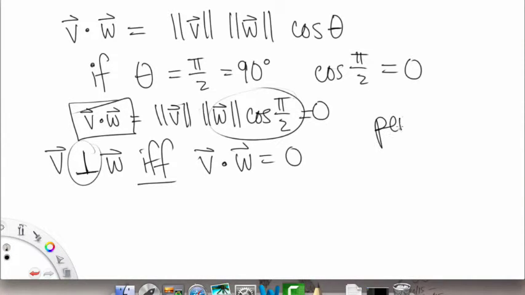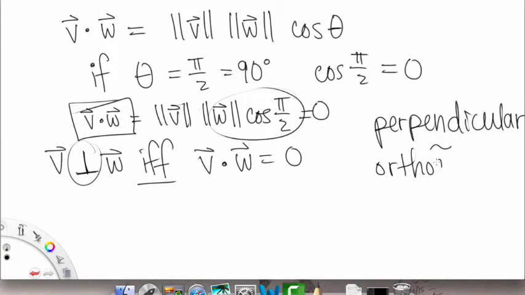So perpendicular is the same as orthogonal. You might see that. So if a question asks you to check, are these two vectors orthogonal to each other, you would just take their dot product, and if it equals 0, then you would say yes, and if it doesn't equal 0, then you'd say no.